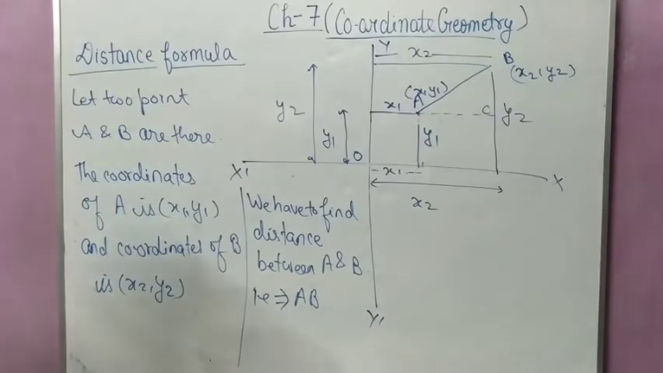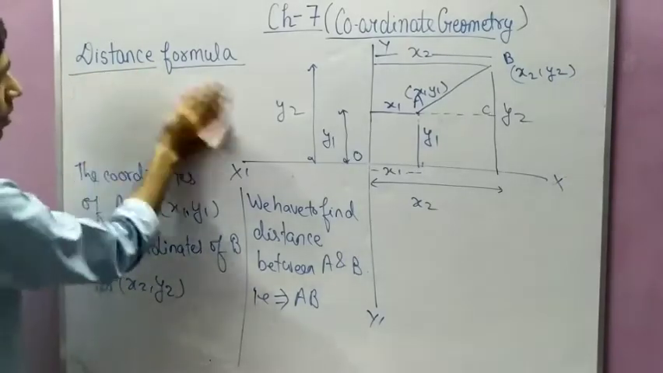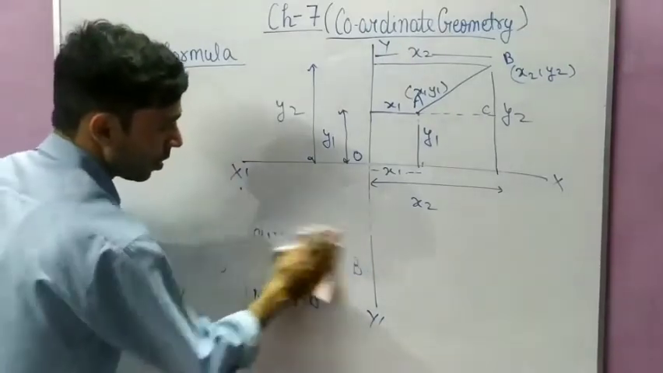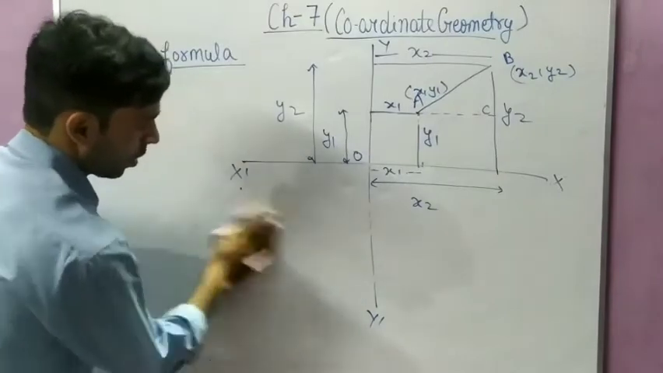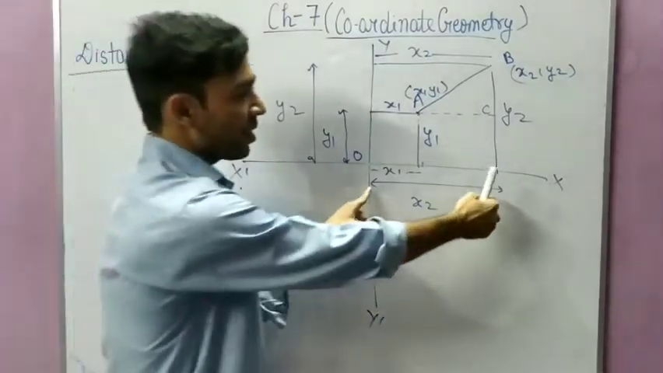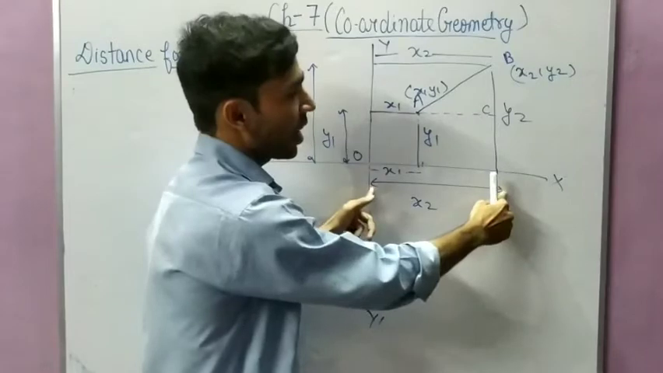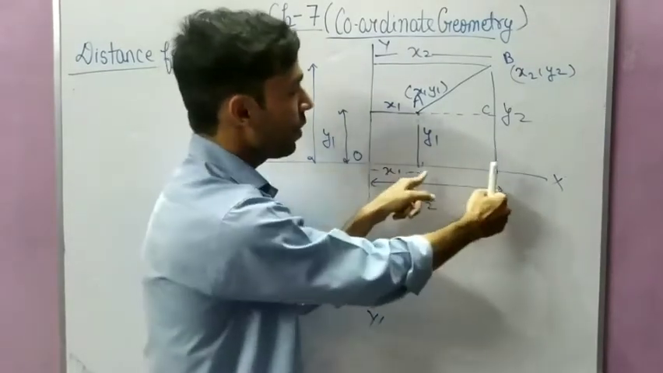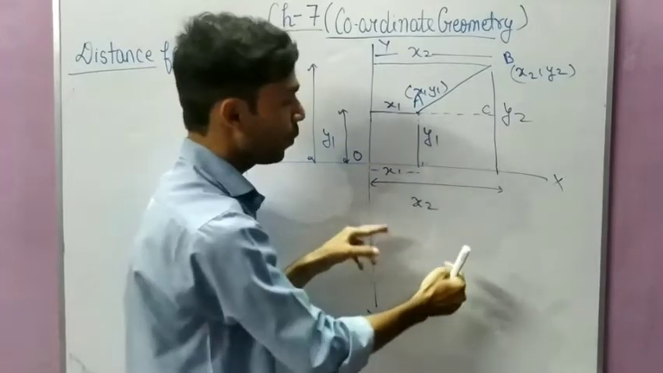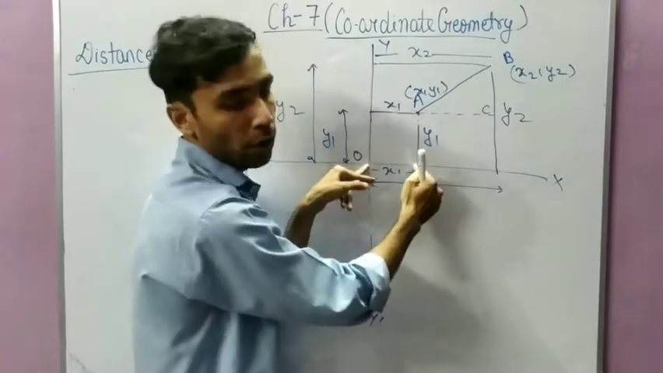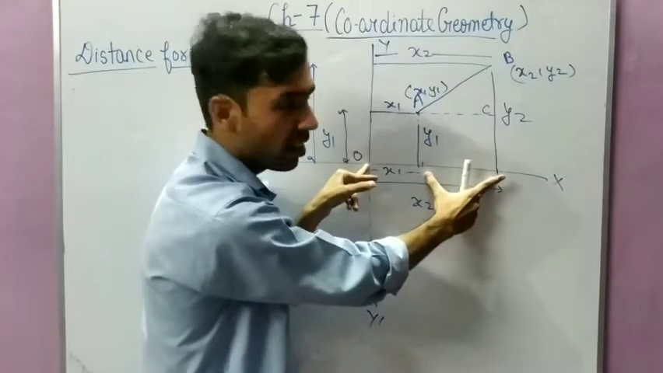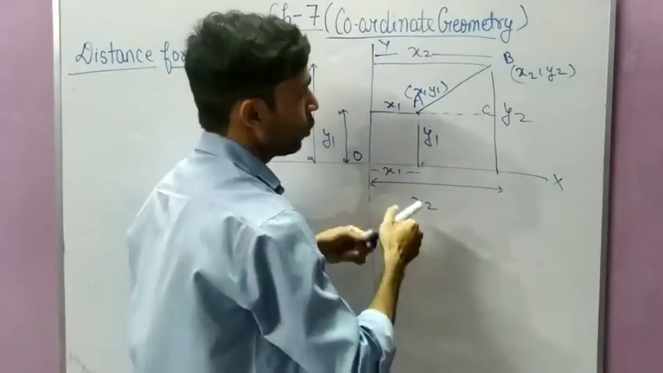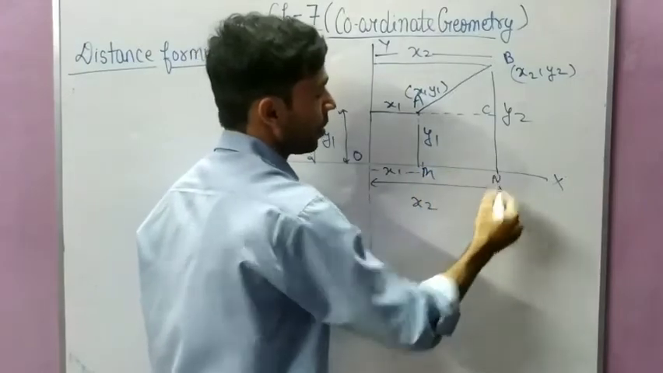Now afterwards I am going to erase this part. Now students, see, if this is x2, from here to here it is x2 and from here to here it is x1. So what will be this, student? Suppose it is 10, it is 4. So what will be this? 6 now.